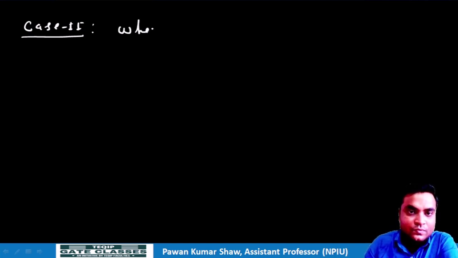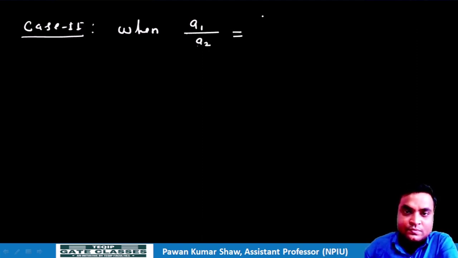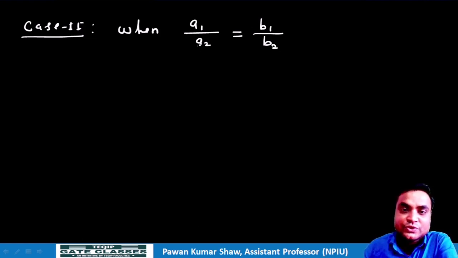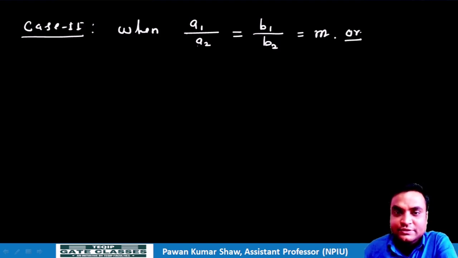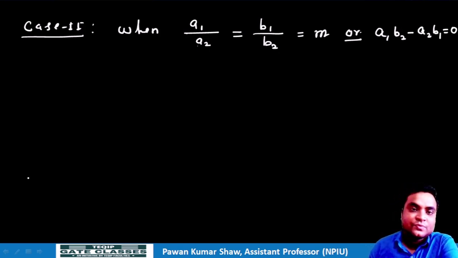Another case is case number 2, when a1 by a2 is equal to b1 by b2. In that case, if the ratios are equal, that ratio will be some constant, and we are assuming that constant is m. Or you can also write it like this: if the two ratios are equal, then a1 into b2 minus a2 into b1 is equal to 0. This is case number 2.